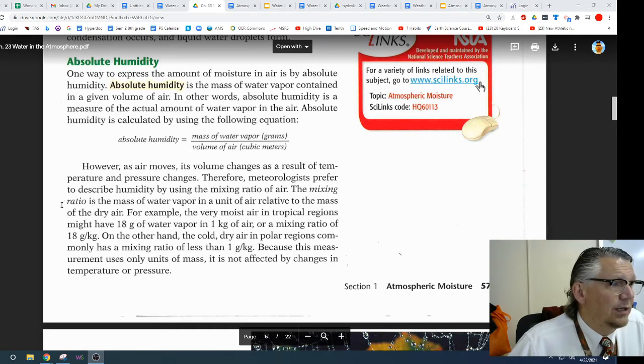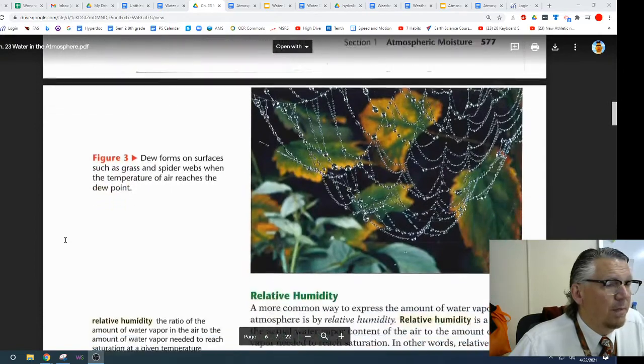The mixing ratio is the mass of water vapor in a unit of air relative to the mass of dry air. For example, very moist air in tropical regions might have 18 grams of water vapor in 1 kilogram of air, or a mixing ratio of 18 grams per kilogram. On the other hand, dry air in polar regions commonly has a mixing ratio of less than 1 gram per kilogram. Because this measurement uses only units of mass, it is not affected by changes in temperature or pressure.